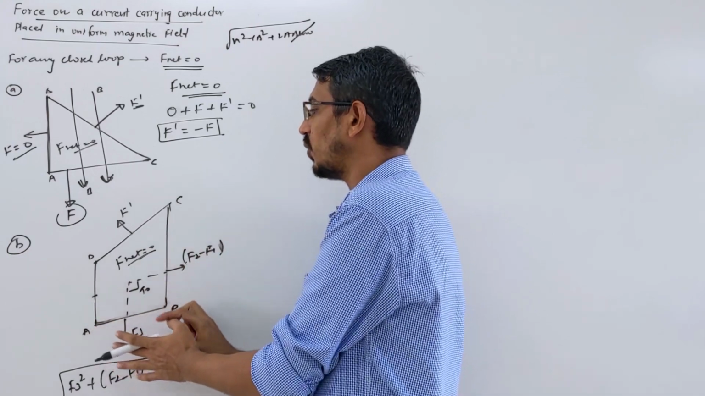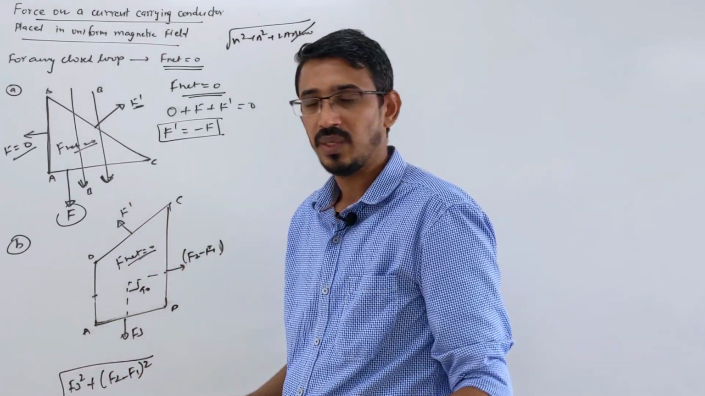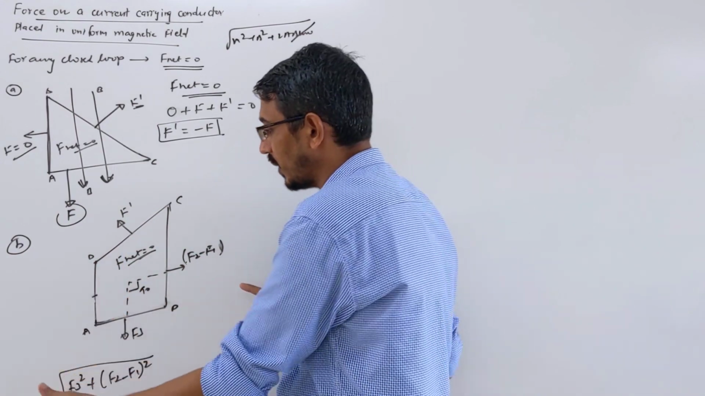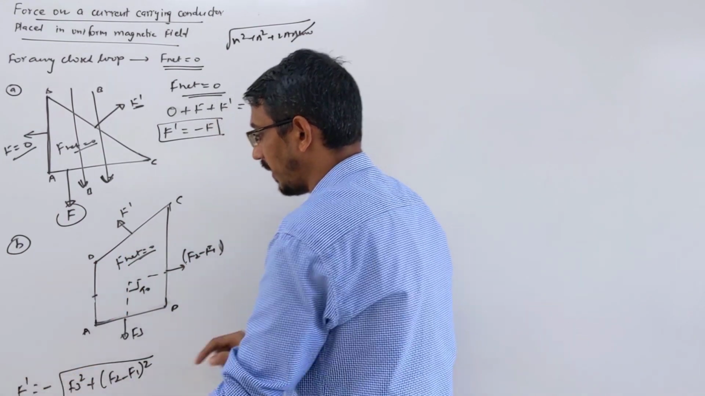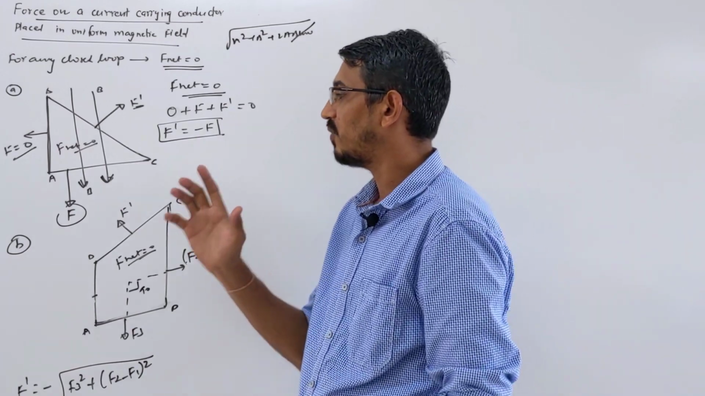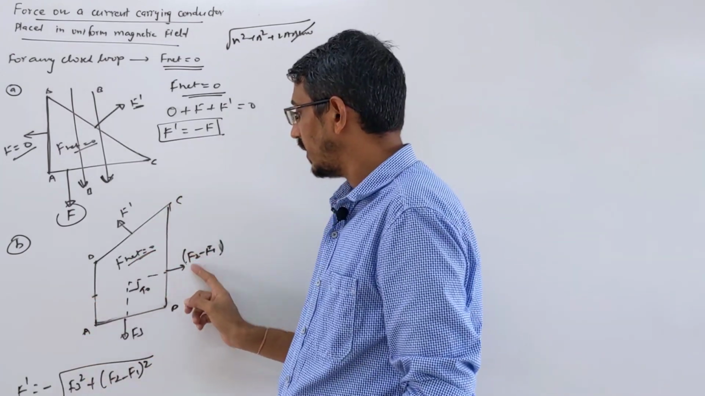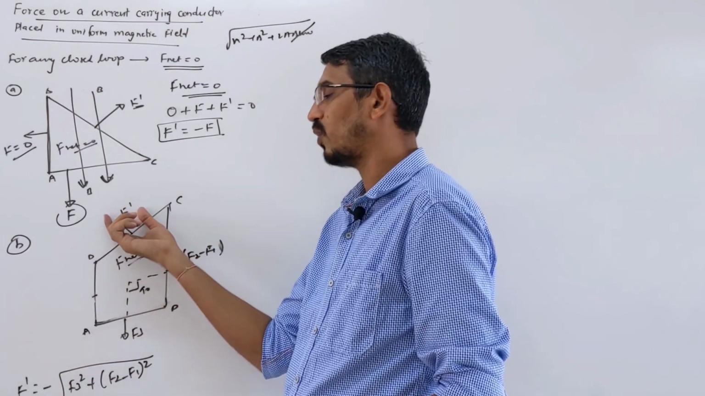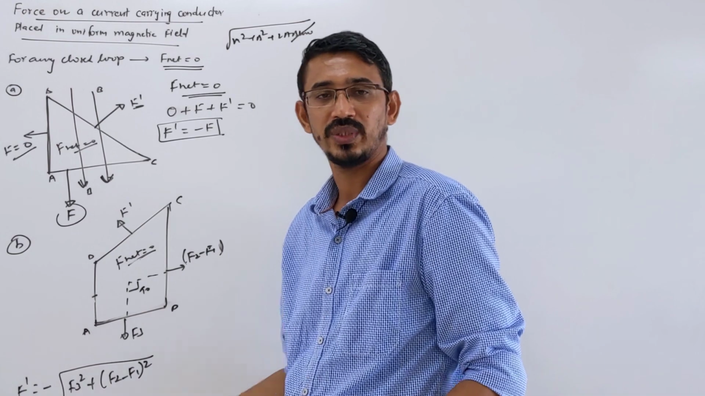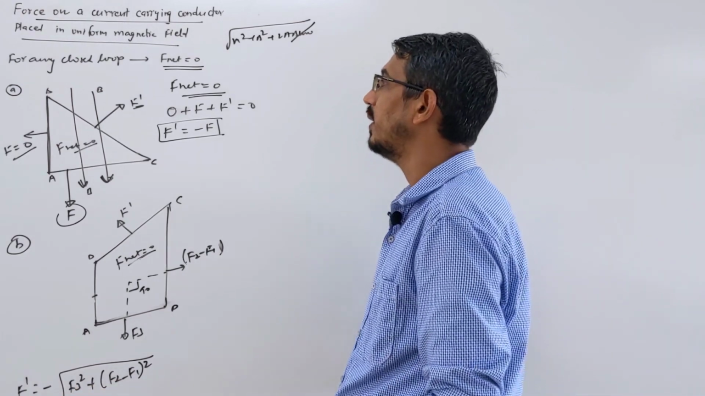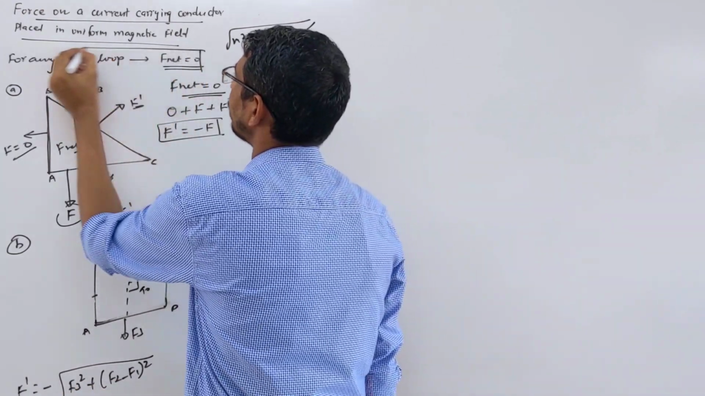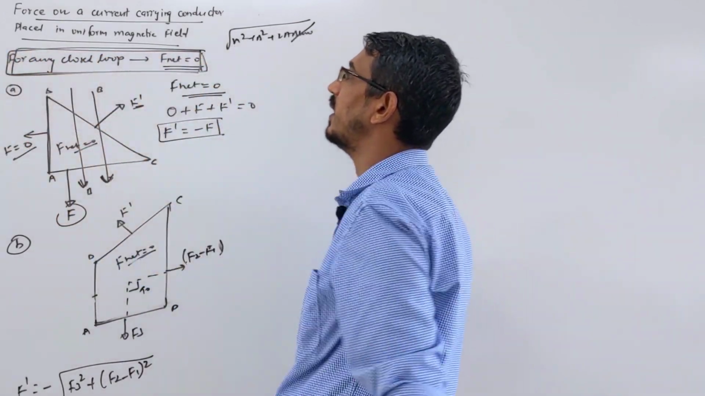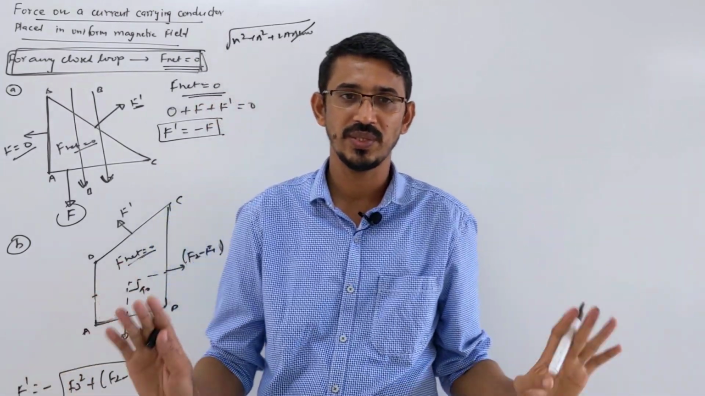So the sum of this force plus that force should be equal to 0. It means the fourth force should be equal and opposite to the sum of these, so F dash should be equal to minus of this. Net force in the closed loop is always 0. These are the forces on 3 sides, we have added them and got this answer. So the fourth force should be equal and opposite of that force, so that the net force becomes 0. It's very important: any closed loop placed inside a magnetic field has net force on that loop always zero.